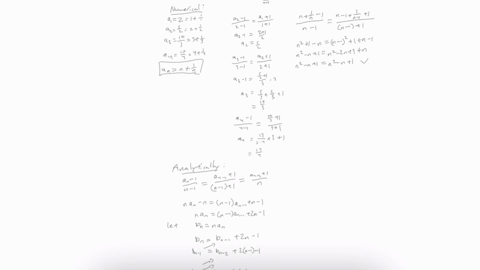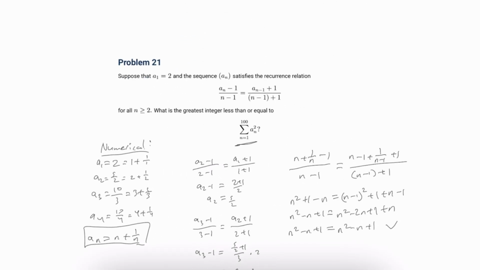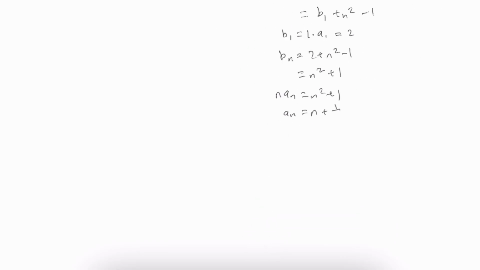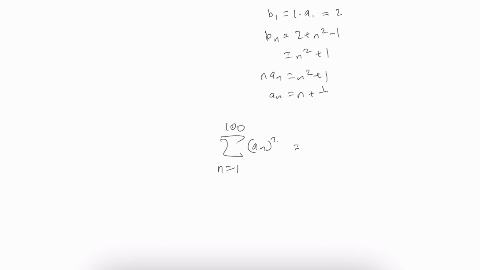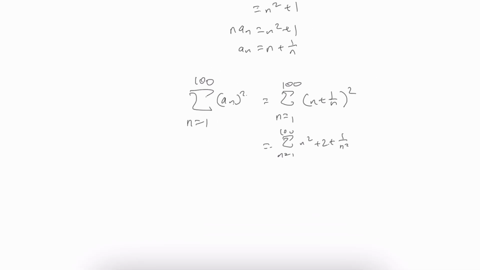So now we need to evaluate this sum, right? To get our answer, the sum from n equals 1 to 100 of a sub n squared, which is just the sum from n equals 1 to 100 of n squared plus 1 over n squared, which is n squared plus 2 plus 1 over n squared. And so we can evaluate the sum term by term.